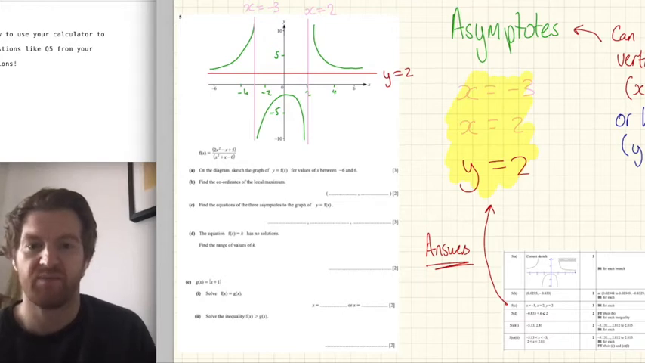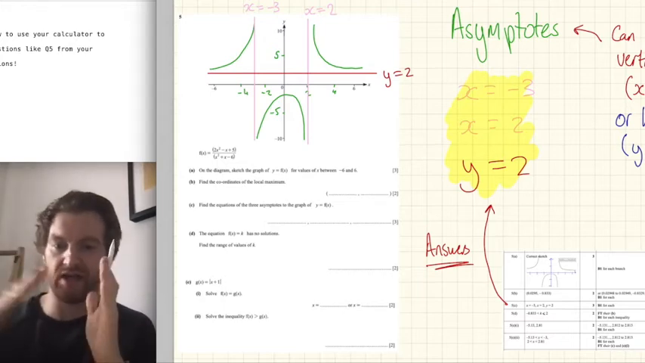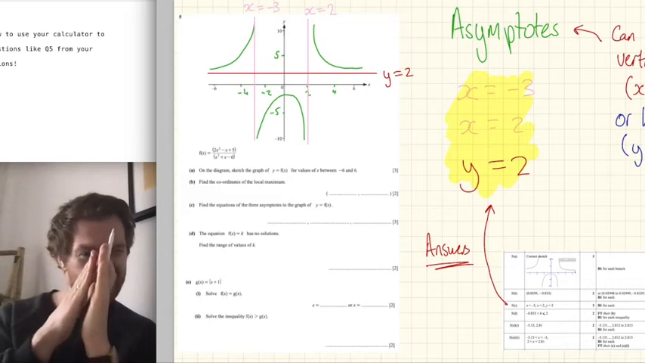Just remember, they're bits that the graph can't go to. They get really, really close, but not quite there.